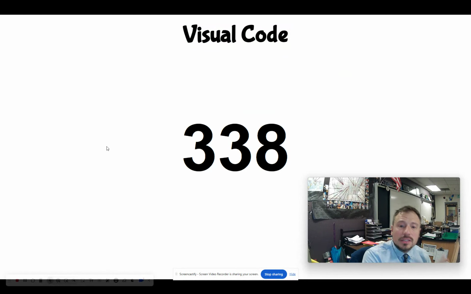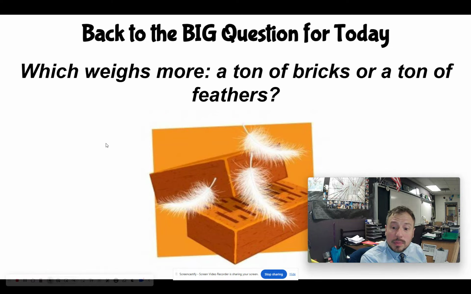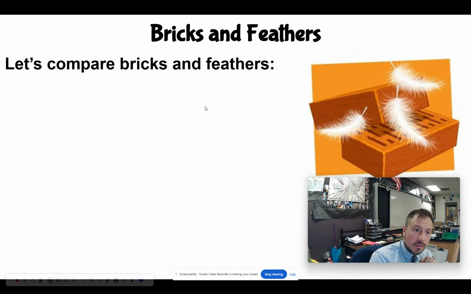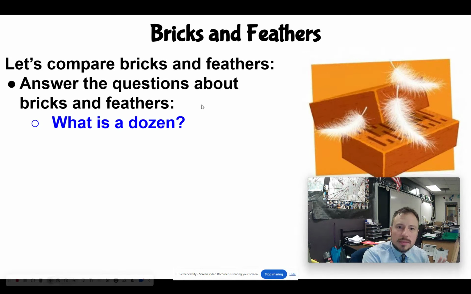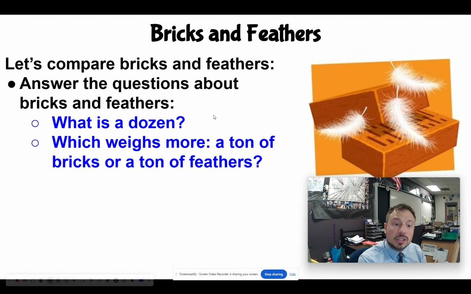Now let's talk about why we're here. Before we get to that, let's answer this riddle, because this is a great analogy for what we're learning. Which weighs more, a ton of bricks or a ton of feathers? If we compare bricks and feathers, the first question I'm going to ask you is, what is a dozen? Well, a dozen is 12, just like a dozen donuts or a dozen eggs. It's just a number. It's just 12.